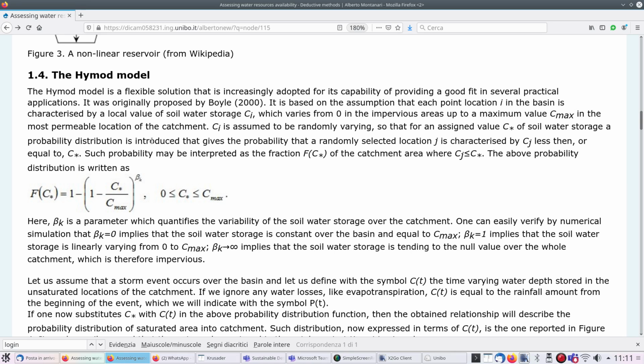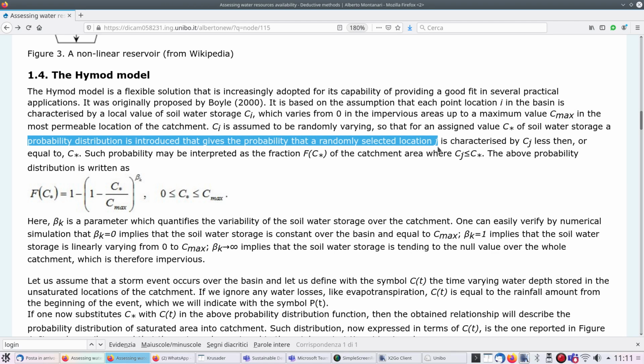And then I need to introduce, to get the statistical description that I mentioned to you, and I am selecting on the screen, a probability distribution. A probability distribution that gives the probability that a randomly selected location, J, in the catchment has a CJ less than or equal to a given value, C star. Okay? And why probability? Why a probability distribution? Because we already said that probability is like frequency.